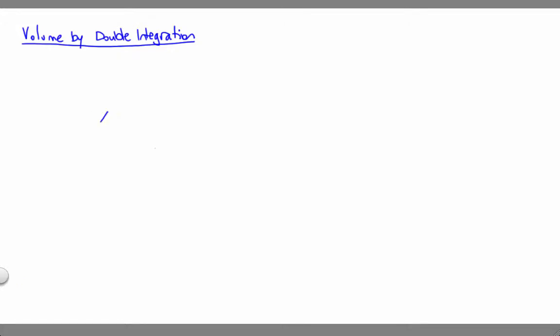So we're going to be working in 3D. I'll draw the X, Y, and Z axes. We'll have some surface Z. Let's just draw it like that. Let's say that's our surface Z.